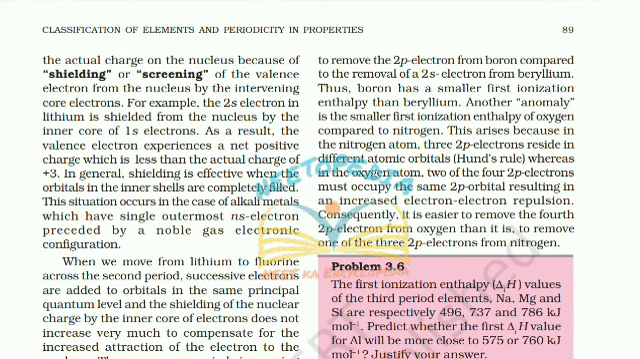Another anomaly is the first ionization enthalpy of oxygen compared to nitrogen. This arises because in the nitrogen atom the three 2p electrons reside in different atomic orbitals as per Hund's rule, whereas in the oxygen atom two of the four 2p electrons must occupy the same 2p orbital, resulting in an increased electron-electron repulsion. Consequently, it is easier to remove the fourth 2p electron from oxygen than it is to remove one of the three 2p electrons from nitrogen.